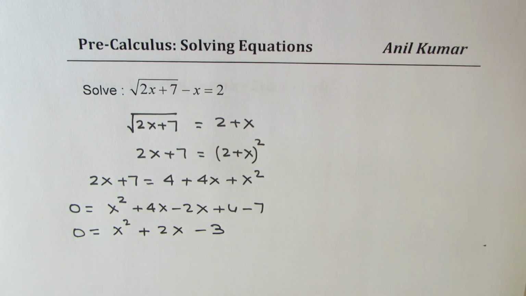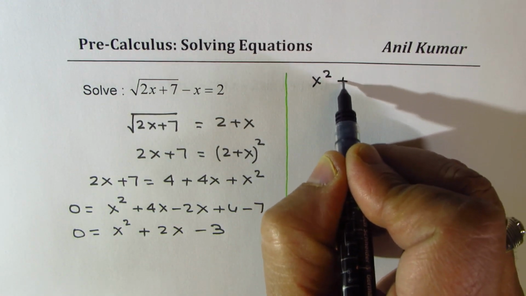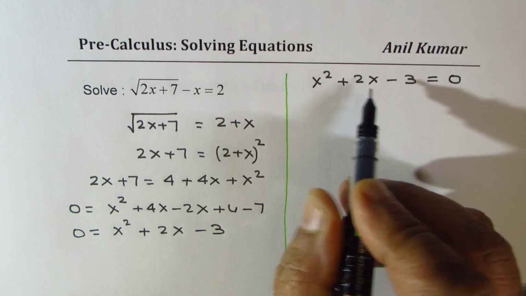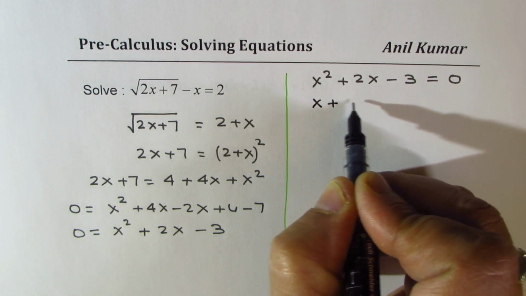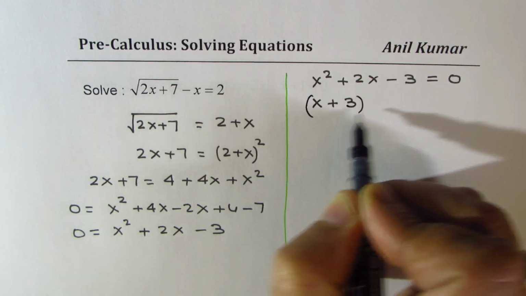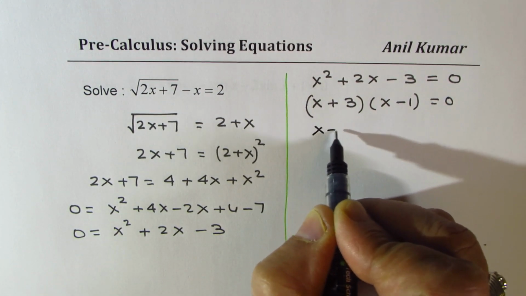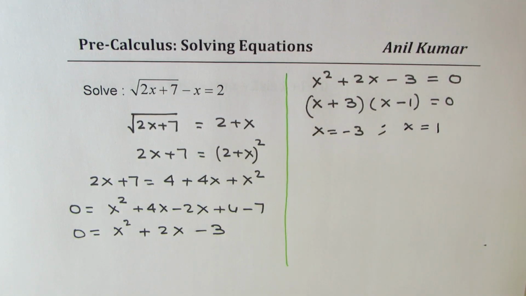So again, we land with a quadratic equation which can easily be solved. So we have x squared plus 2x minus 3 equal to 0. Let's factor. 3 times 1, 3 positive. So (x plus 3) times (x minus 1) equal to 0. x could be equal to minus 3 or x equal to 1.